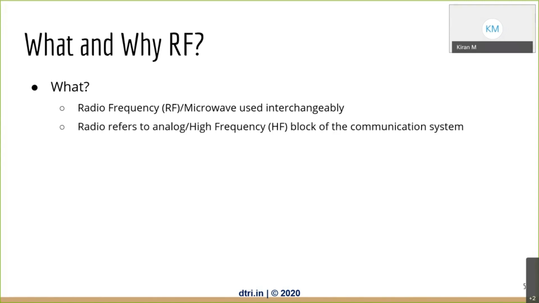So what does radio refer to? Radio refers to any analog or high frequency block in a communication system. Typically the frequencies are much higher compared to, let's say, the lower frequencies, which are in kilohertz. It's also a high power block in the communication system. So what is a high power block? Typically RF circuits and RF systems consume more power. When I say power, if you're thinking of a mobile phone, you can think of battery consumption, battery power. RF systems are one of the high power blocks. It consumes more power.